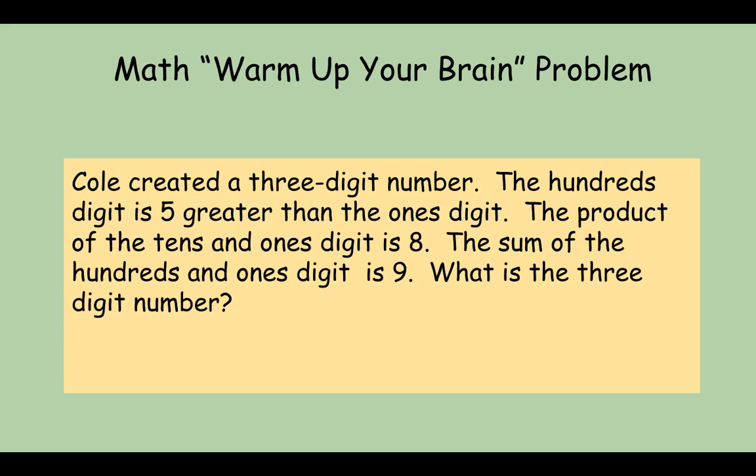Here's the problem. Cole created a three-digit number. The hundreds digit is 5 greater than the ones digit. The product of the tens and ones digit is 8, and the sum of the hundreds and ones digit is 9. What's the three-digit number? Now remember, 3 digits means there's a number in the hundreds, tens, and ones place. Use these clues to see if you can figure out what digits go in there. Pause your video, work something out.